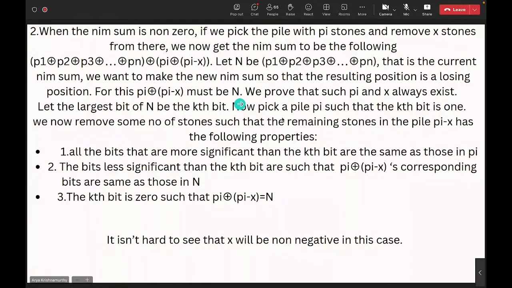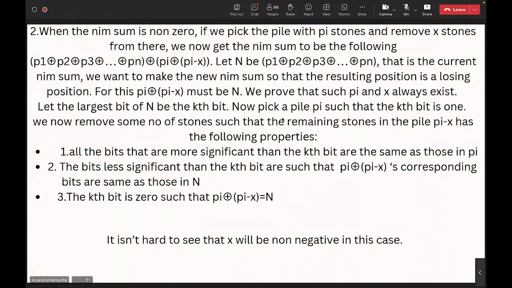Yeah, so if I want to make the new nim sum 0, n XOR pi XOR (pi minus x) must be 0. Since that is 0, pi XOR (pi minus x) must be n. So this is the only way in which I can make n XOR pi XOR (pi minus x) be 0. Now let us construct this thing. Let the largest bit of n be the kth bit.